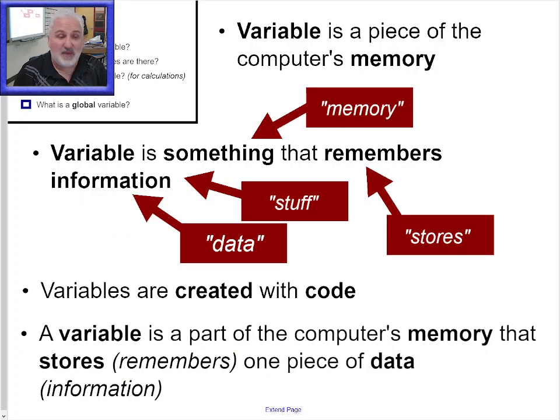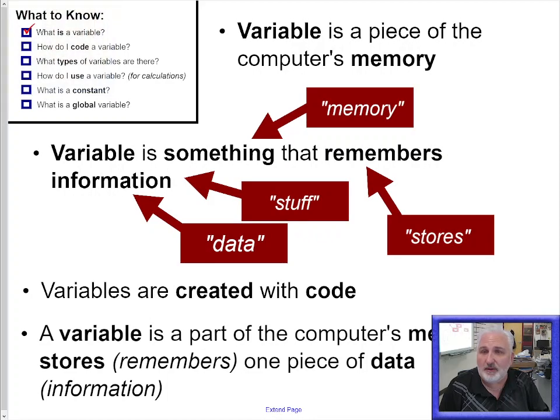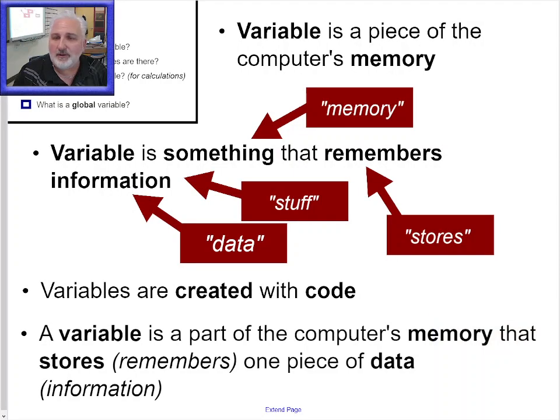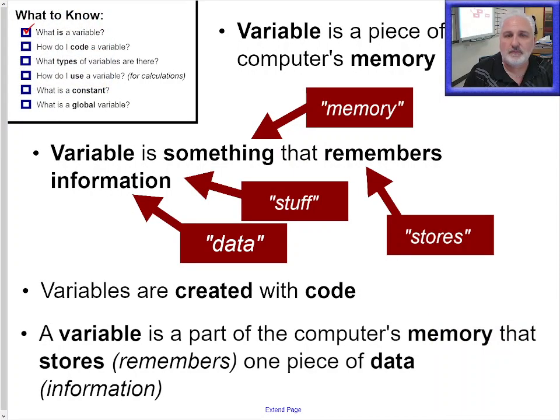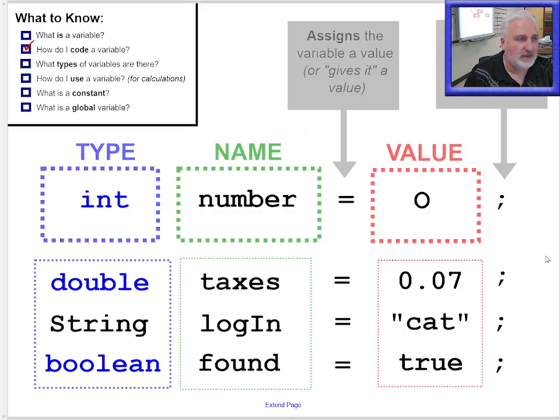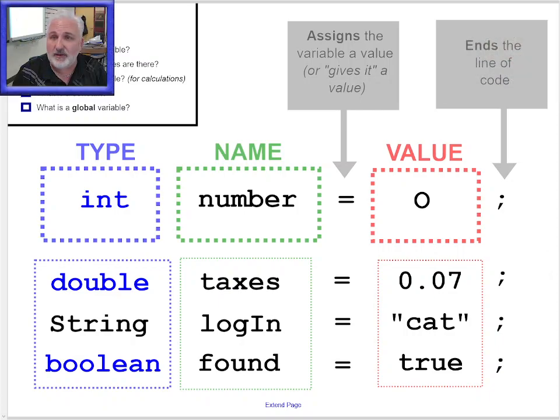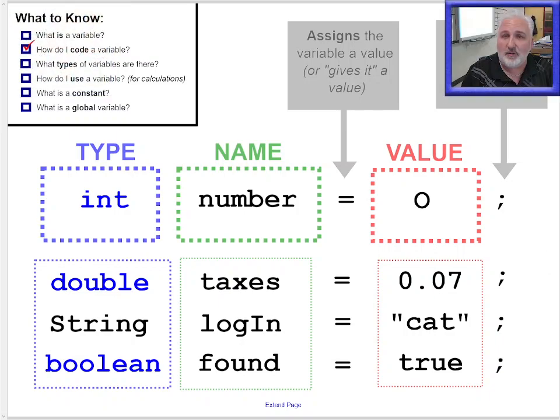Here you can see the basics of using a variable. Okay, this is a piece of memory that stores information created with code, and that it is part of the computer's memory. How you code a variable, some different versions of that, how it's assigning it a value, and how that code breaks down.